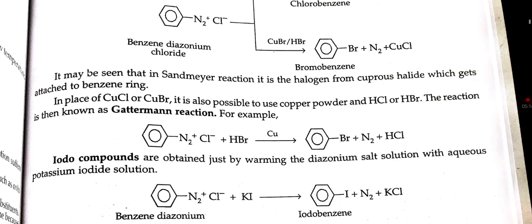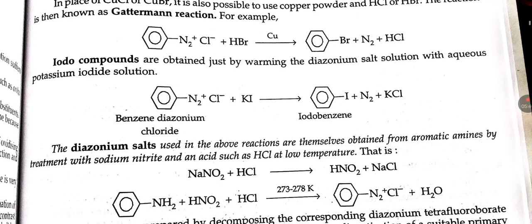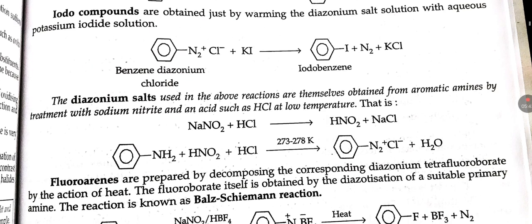It may be seen that in the Sandmeyer reaction, it is the halogen from the cuprous halide which gets attached to the benzene ring. In place of cuprous chloride or cuprous bromide, it is also possible to use copper powder and HCl or hydrogen bromide. The reaction is then known as the Gattermann reaction. Iodo compounds are obtained just by warming the diazonium salt with aqueous potassium iodide solution. The diazonium salts used in the above reactions are themselves obtained from aromatic amines by treatment with sodium nitrite and an acid such as HCl at low temperature.